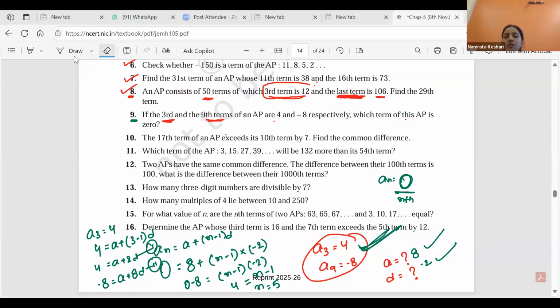So directly the question is asking you what is the placement of 0? So we realize at first we need to find A and D, and then only we can say let's assume that at nth place 0 is there. And the nth term formula we are using, A and 0 we are putting, and n we are trying to find. That means the placement of 0, and we ended up getting that as 5. Getting it?